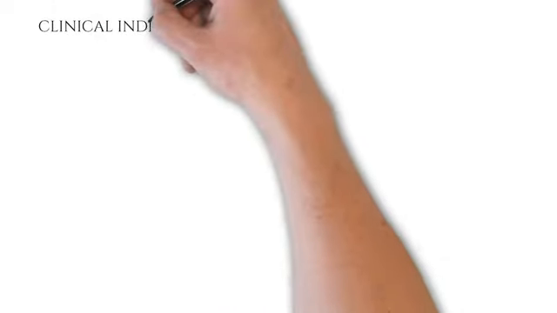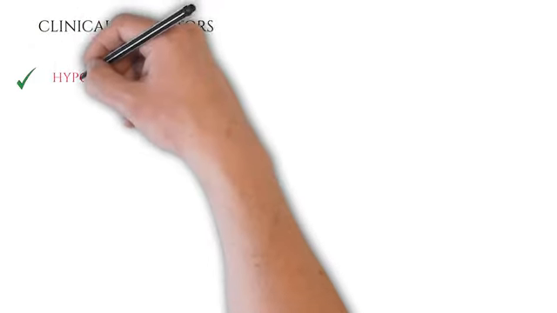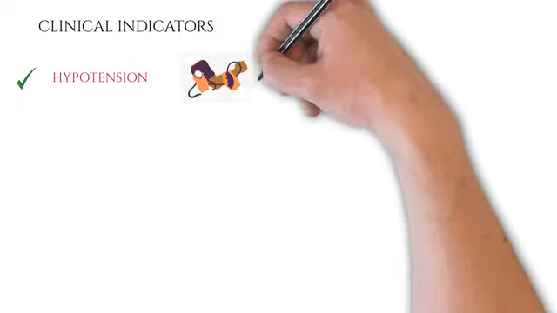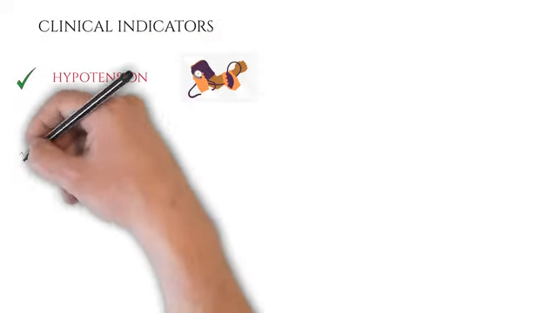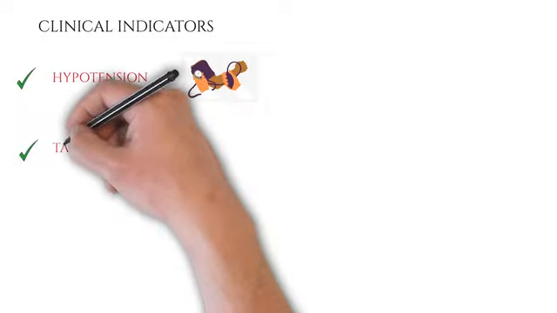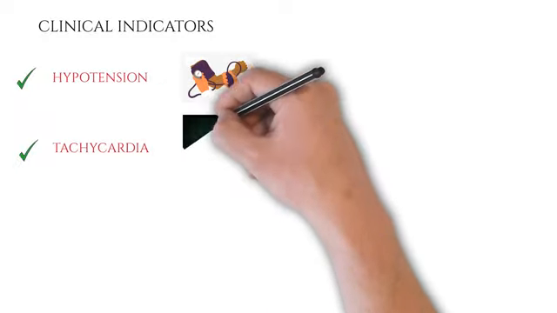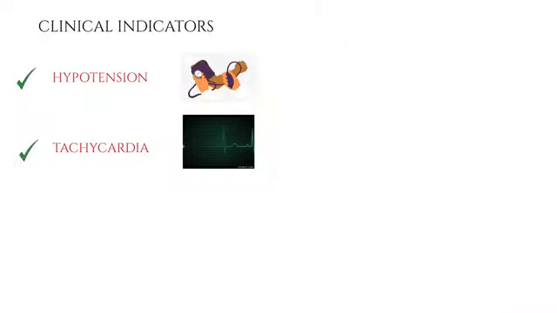So friends, what are the clinical indicators which state that the patient is in the need of fluid? The first and foremost is hypotension. Patient can be having a decrease in the blood pressure. After hypotension, there can be associated tachycardia, which means that the heart rate of the patient can be more than 100 beats per minute.